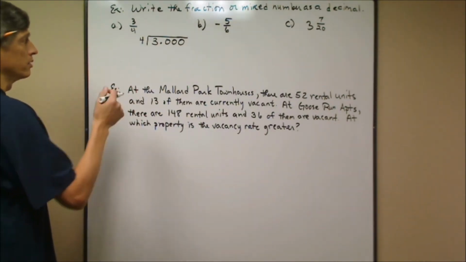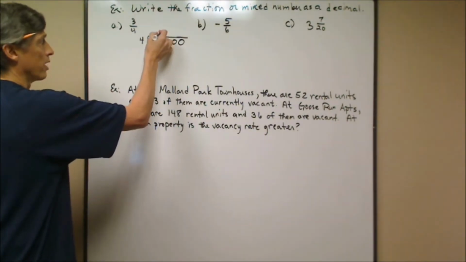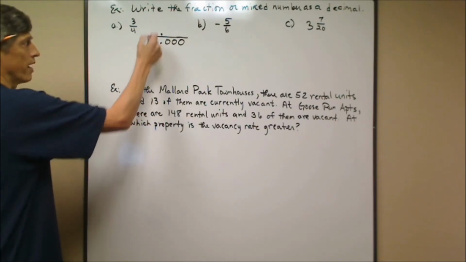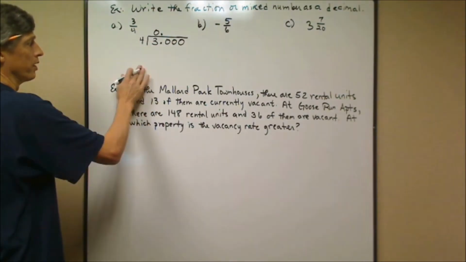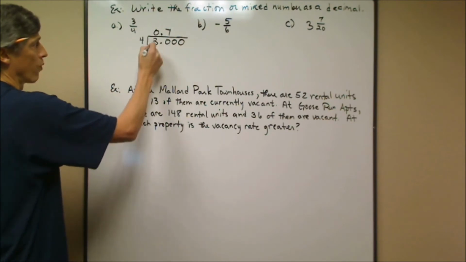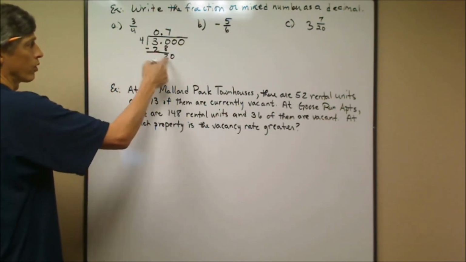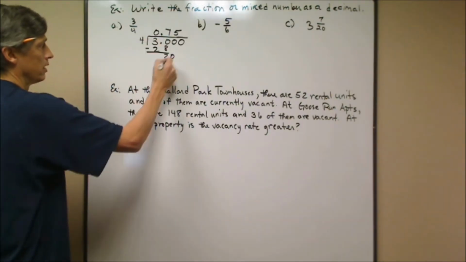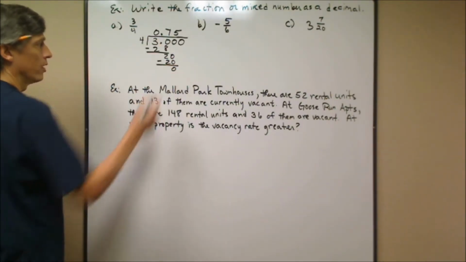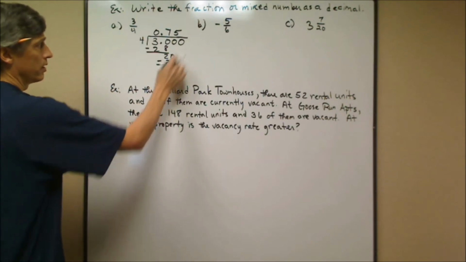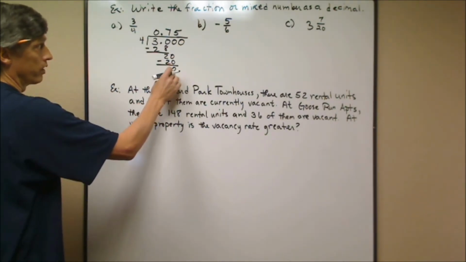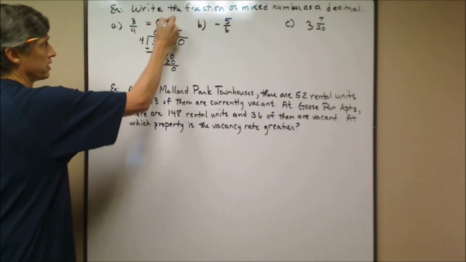If you add too many, you can erase them. The decimal point will come straight up in the answer. 4 doesn't divide into 3, but 4 divides into 30 7 times. 7 times 4 is 28. I subtract. I bring down a 0. 4 goes into 20 5 times, 20 on the nose. Nothing left over to bring down but zeros. So this is equal to 0.75.